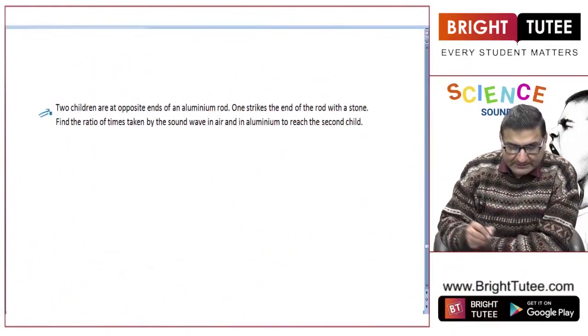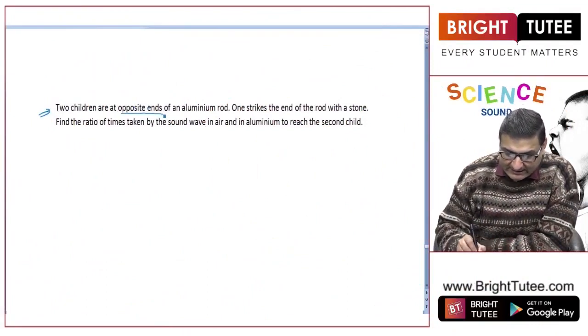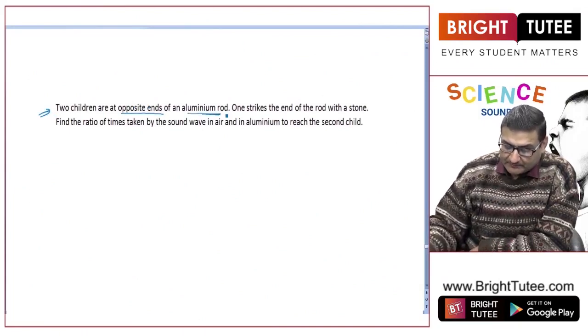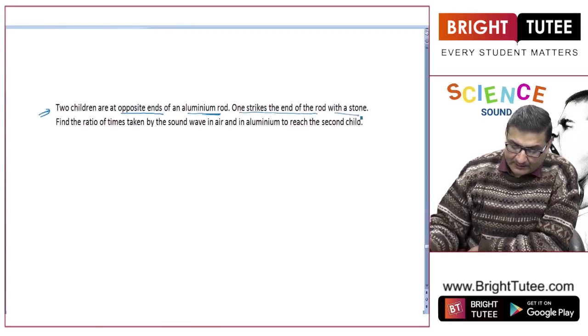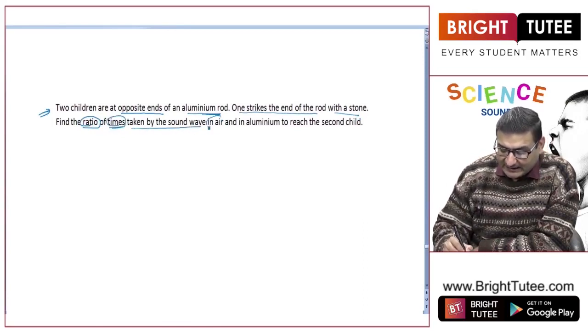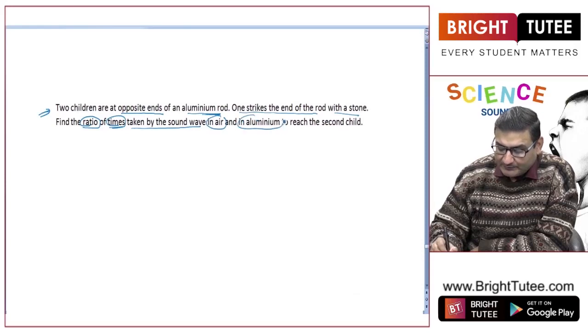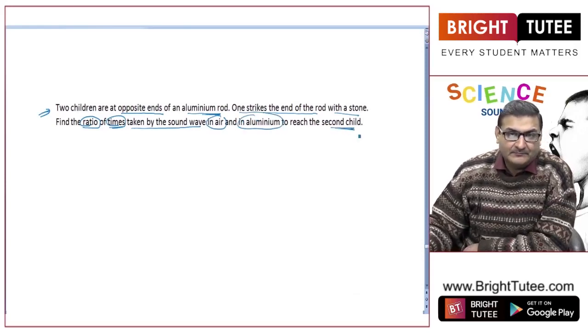This question, please try to relate. Two children are at opposite ends of an aluminium rod. One strikes the end of the rod with a stone. Find the ratio of times taken by the sound wave in air and in aluminium to reach the second child. Now, what exactly is the question saying?